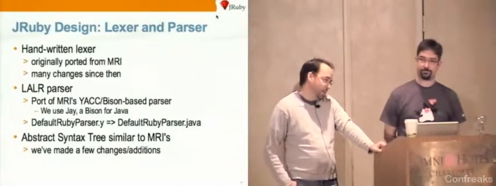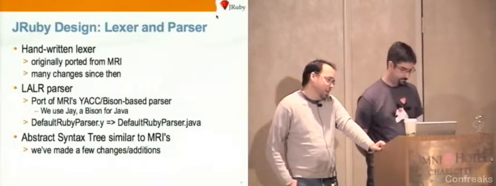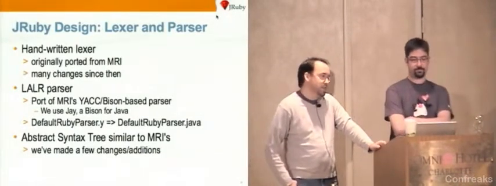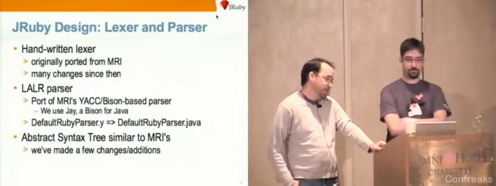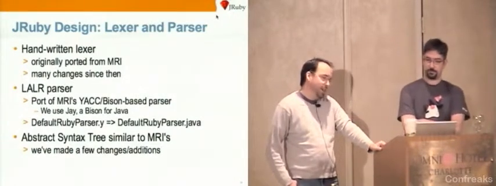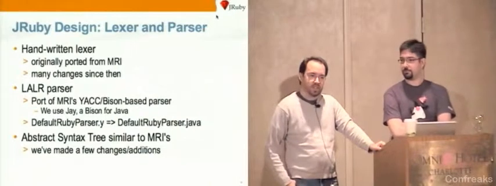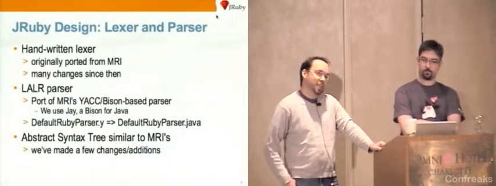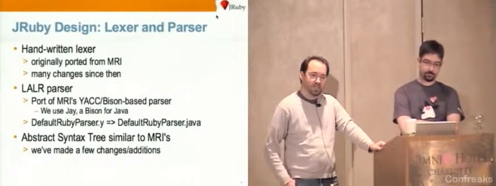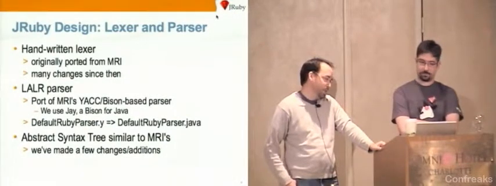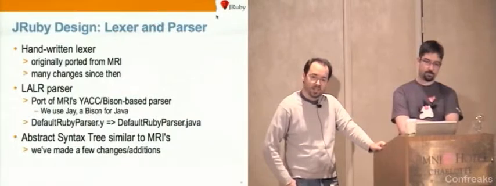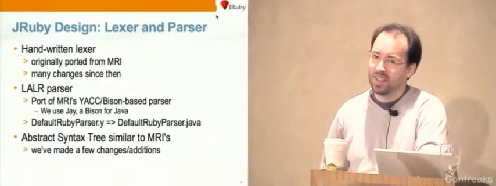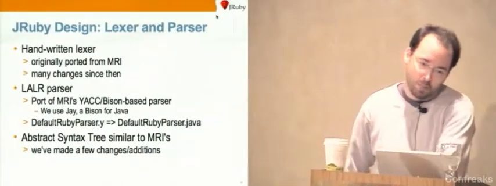So the Lexer, or scanner. It's a handwritten Lexer, and it's actually a port of the C implementation of Ruby. As I said before, it was originally based on 1.6, and then we tweaked it to work with 1.8, and now we've been hacking on it quite a bit lately, so it's not looking very much like the original port. But it's pretty easy to understand if you have the desire to look at Lexing code.